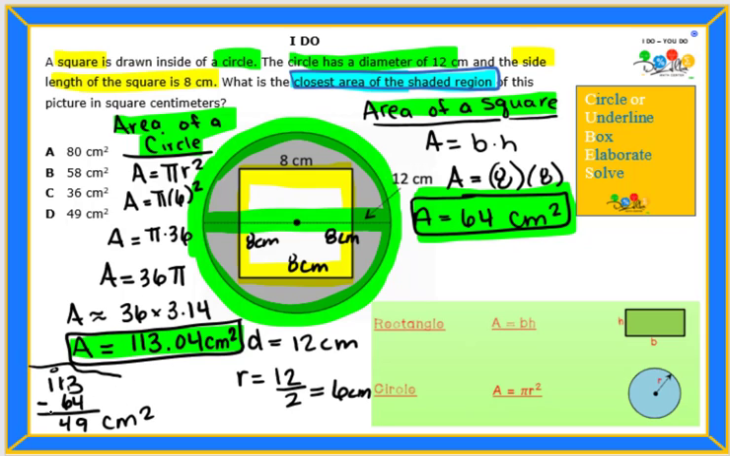This right here is the difference, and it is the area of the shaded region. Notice what we had to do for shaded region. We have to find the difference, or subtract, the two simple shapes that were given to me. So our correct answer is D, 49 squared centimeters.